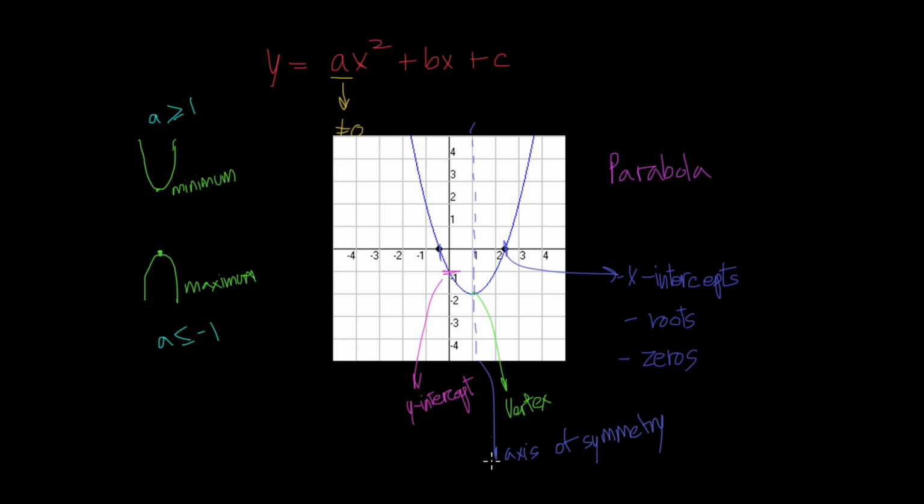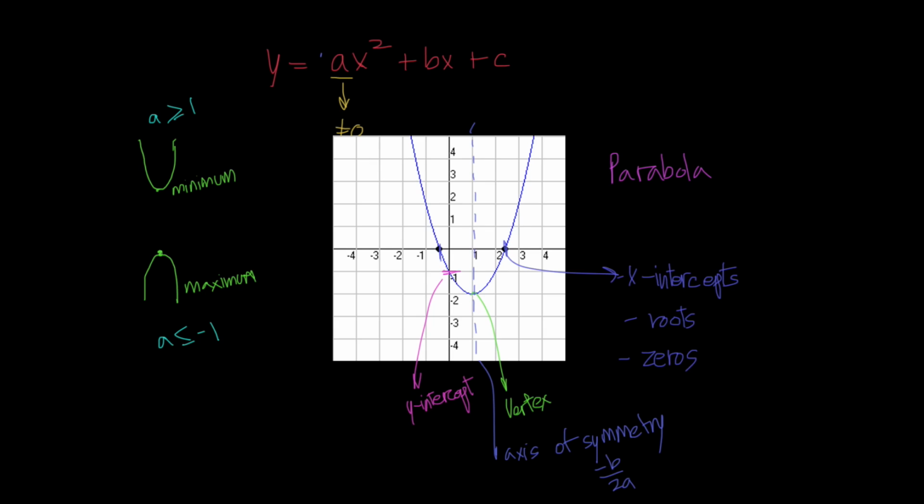And the equation for the axis of symmetry is actually -b/2a. So what this means is in this equation here, whatever my value of b is, I just substitute that here and I get it, and I have to put a negative in front of it. So -b over 2 times the value of a. And that will give me the equation for the axis of symmetry.